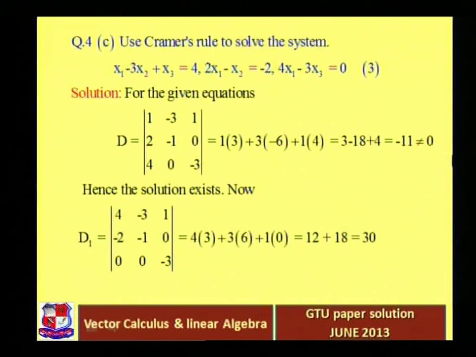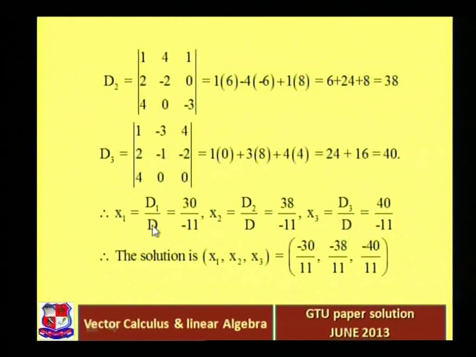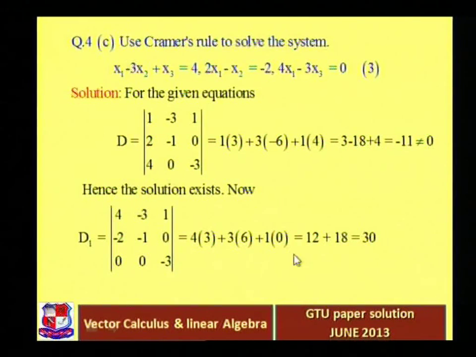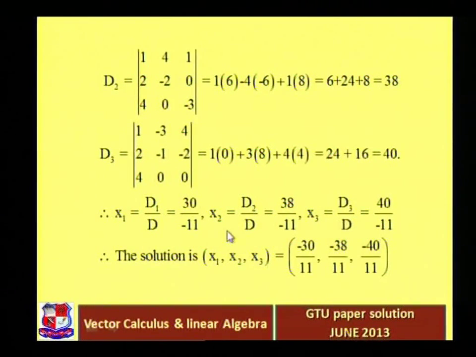First of all we find capital D, then D1, D2 and D3, and here are the equations. Here is the formula to find x1, x2, x3. x1 is exactly D1 upon D, where D1 is 30 and D is minus 11, so 30 upon minus 11. This is x2, D2 upon D, that is 38 upon minus 11, and this is x3, D3 upon D, that is 40 upon minus 11.